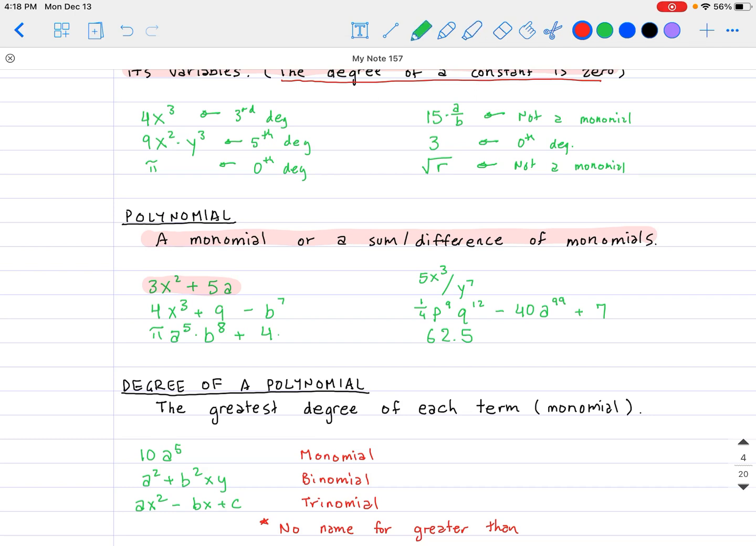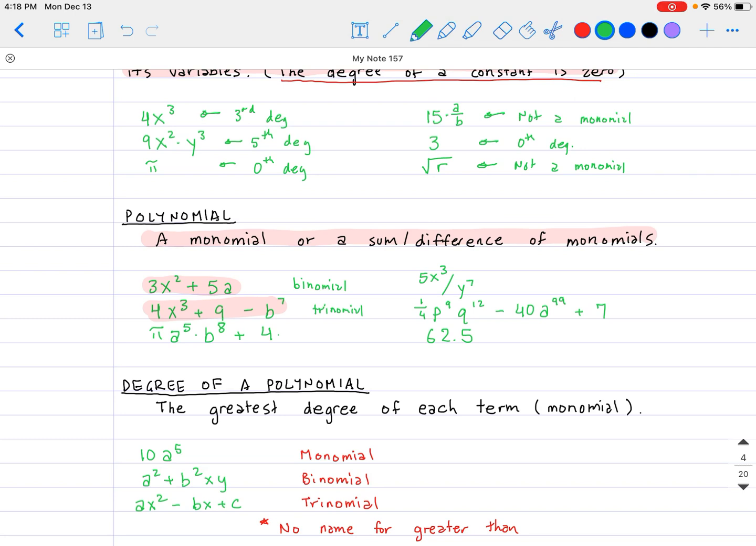To be a little bit more specific, we call that a binomial because there are 2 of these monomials here. So we can write that here: binomial. The one underneath it is also an example of a polynomial. This one has 3 terms added together, so that is known as a trinomial, because there are 3 of these monomials added together.